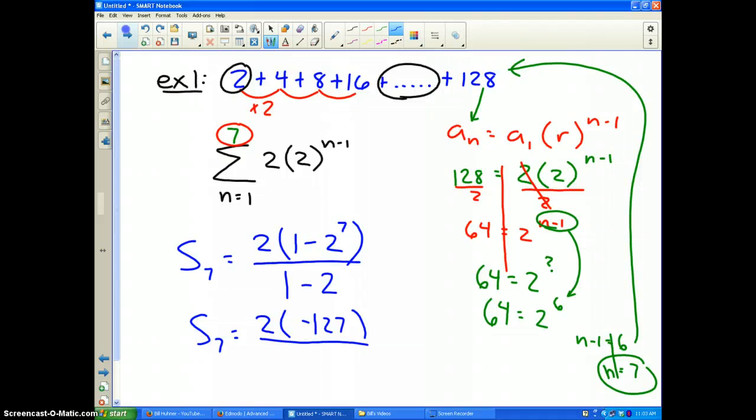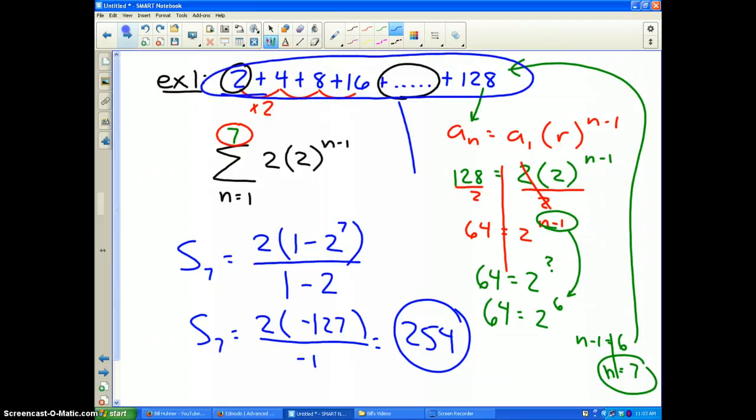And on the bottom, 1 minus 2 is negative 1. Now, if we simplify that, negative 127 times 2 is equal to negative 254, divided by negative 1, and you get an answer of 254. So 2 plus 4 plus 8 plus 16 plus dot dot dot is equal to 254.